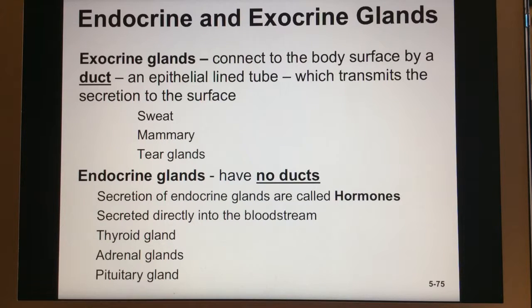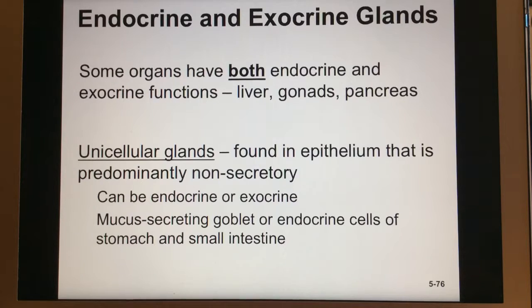And then the other type is endocrine glands. They have no ducts, but they secrete hormones, and they secrete them directly into the bloodstream. So examples are the thyroid gland, adrenal glands, or the pituitary gland. Some organs have both endocrine and exocrine functions, namely the liver, gonads, and the pancreas.